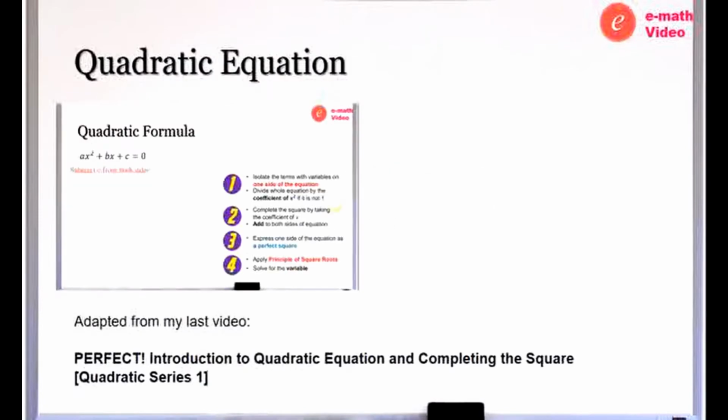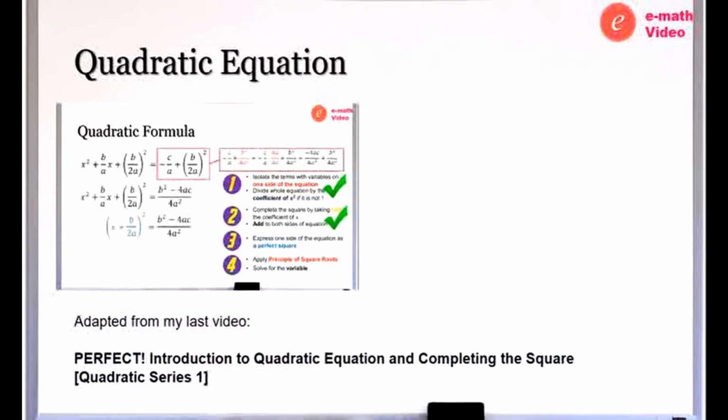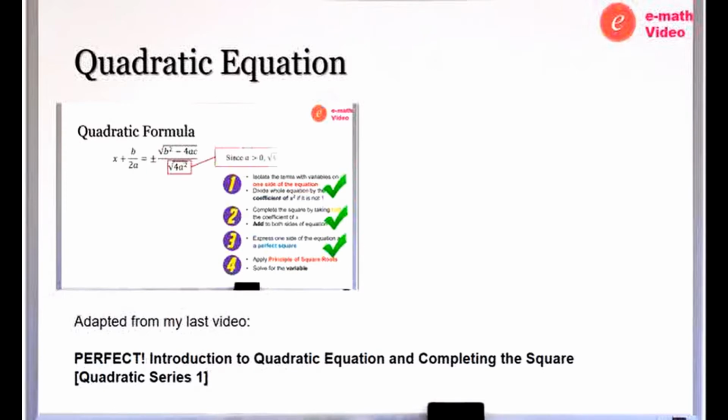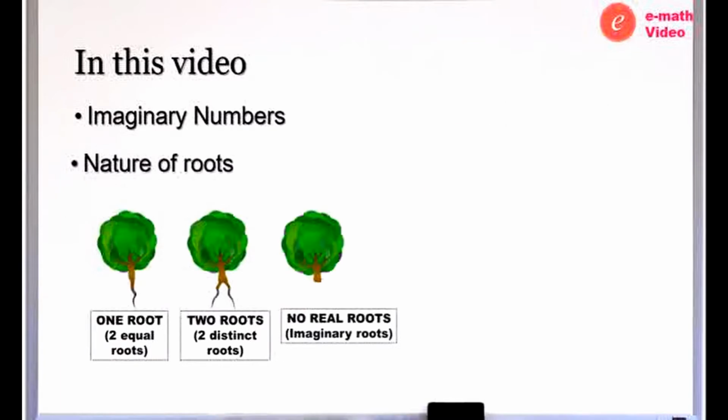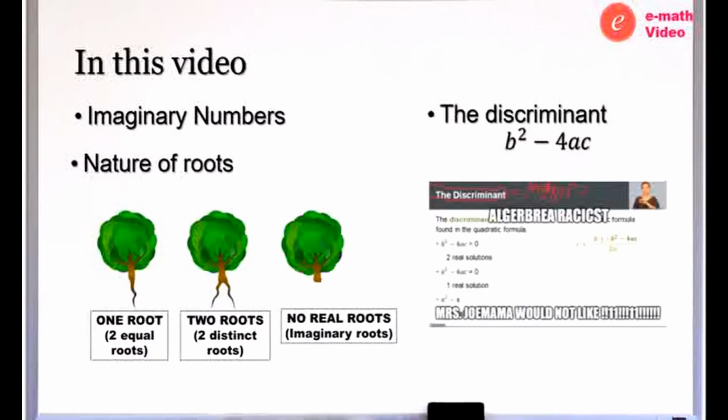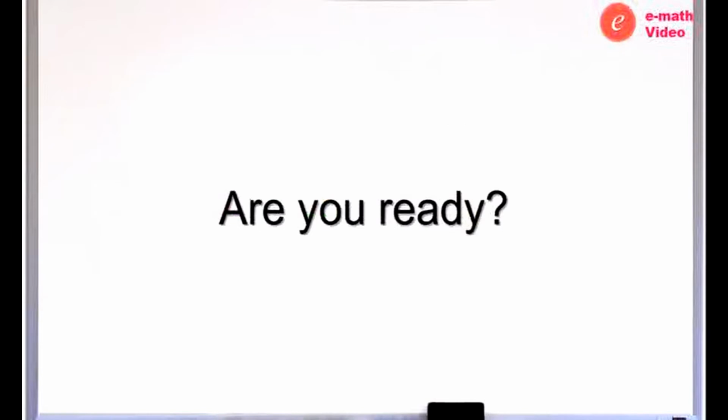In previous video, we have derived the quadratic formula by the method of completing the square. And we know that it works for all quadratic equations. And we also mentioned something about imaginary number solutions. As I promised, in this video, we will be talking about imaginary numbers, nature of roots, and the discriminant b squared minus 4ac. Are you ready?